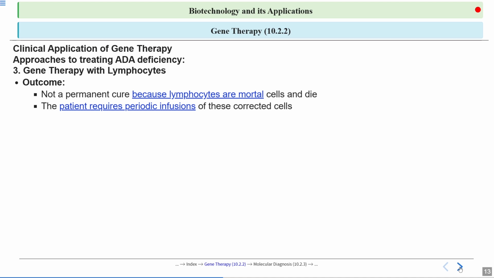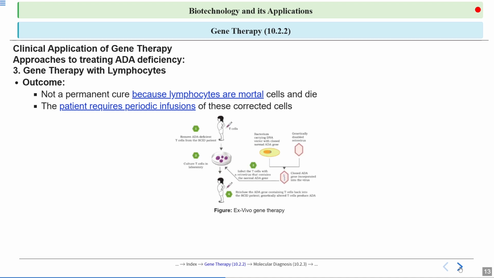So the patient requires periodic infusion of these corrected cells. We have to infuse these genetically modified lymphocytes into the patient at particular intervals. It is not as frequent as in enzyme therapy, it will work for longer than that, but we still have to do it. So this is not a permanent cure.